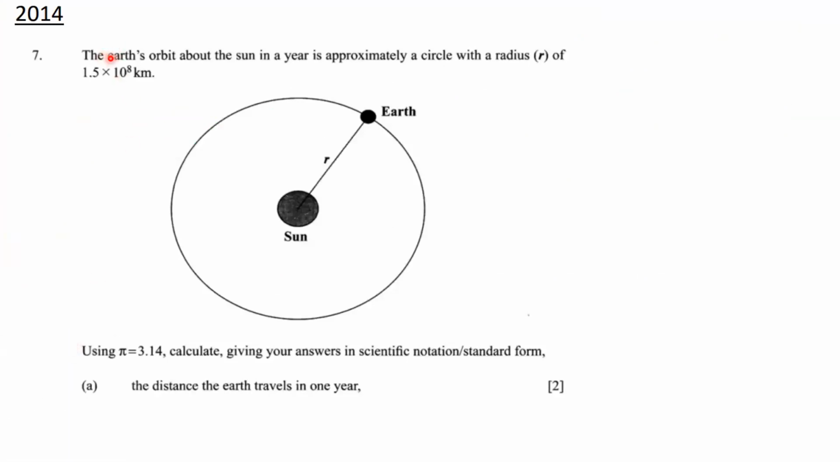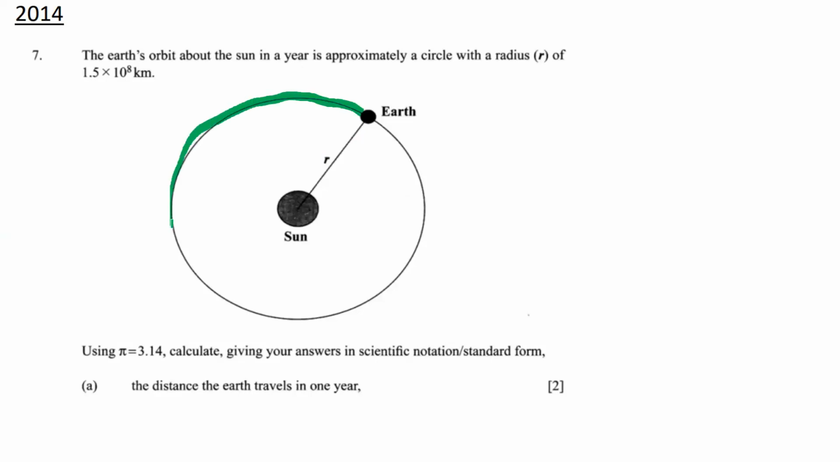Here, the question says that the Earth's orbit about the sun in a year is approximately a circle with a radius r of 1.5 times 10 to the 8 kilometers. And so they give us the radius, right? The radius is 1.5 times 10 to the 8 kilometers, and that's expressed in scientific notation. Using pi as 3.14, calculate, giving your answers in scientific notation or standard form, the distance the Earth travels in 1 year. Now, when they say the distance the Earth traveled in 1 year, they're talking about this distance, right? The distance of this circle, right?